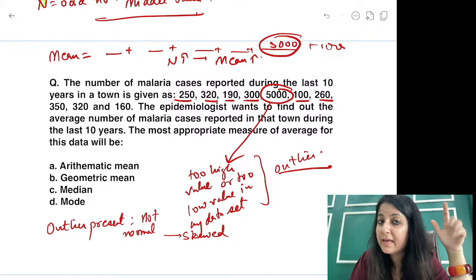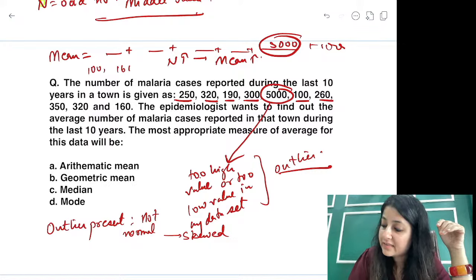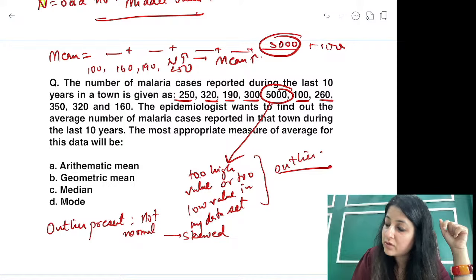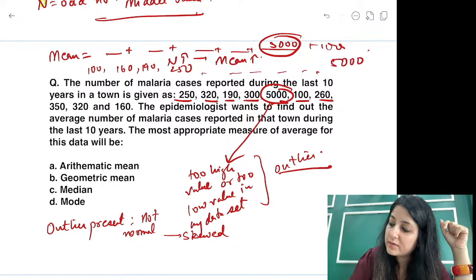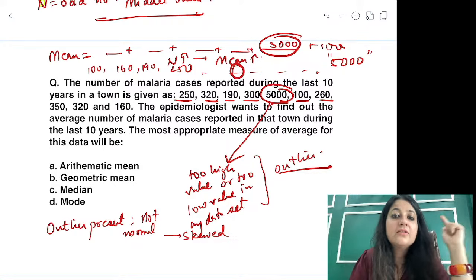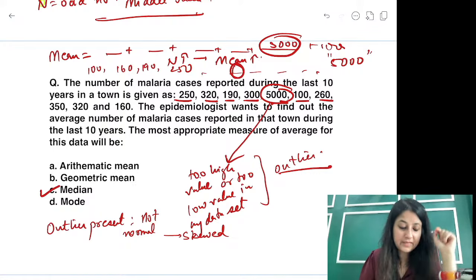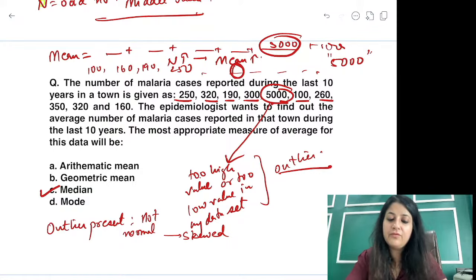But when you are asked to calculate the median, you will arrange in ascending order: 100, 160, 190, 250, and what is the highest value? 5000. So where does this go? This goes towards one end. And what is your median? It is somewhere in the middle. So does median get affected? No. So median is the best measure of central tendency over here.